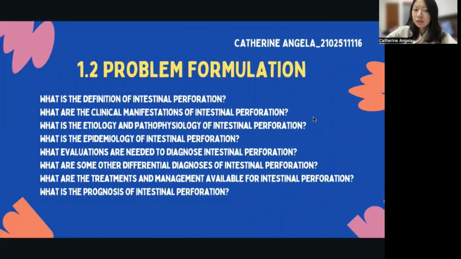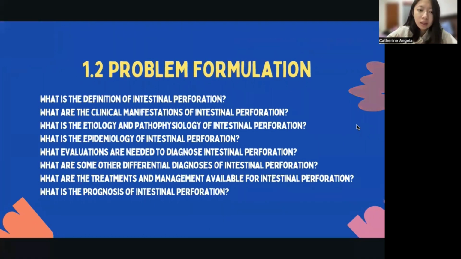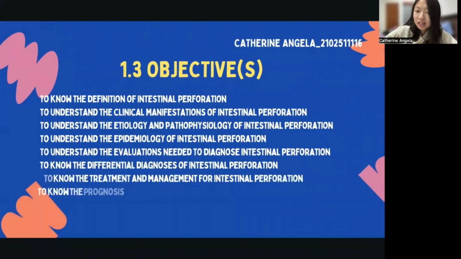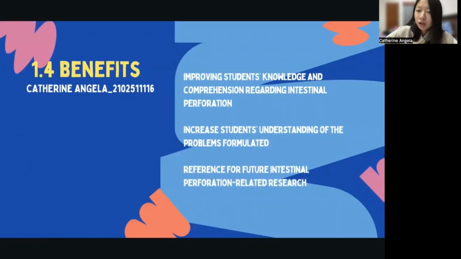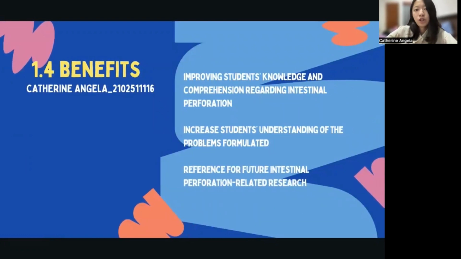Thank you. So my name is Catherine Angela and my student ID number is 21025 1116. So the questions answered in this literature review are: what is the definition, clinical manifestations, etiology and pathophysiology, epidemiology, evaluations needed, differential diagnosis, treatments and management, as well as the prognosis of intestinal perforation. And the purpose of this paper is as stated here. Meanwhile, the benefits of this student project are to improve students' knowledge and comprehension regarding intestinal perforations and to serve as a reference for future intestinal perforation-related research.